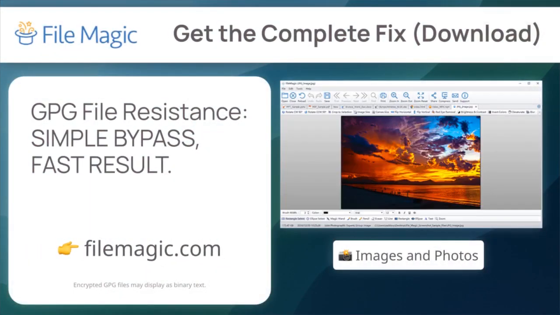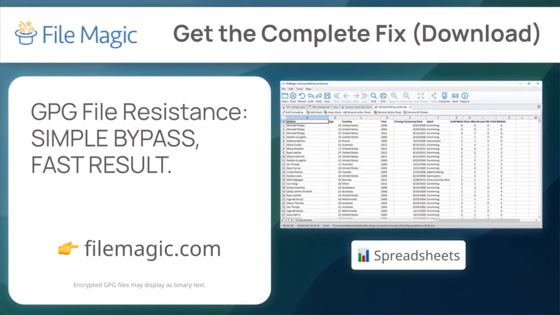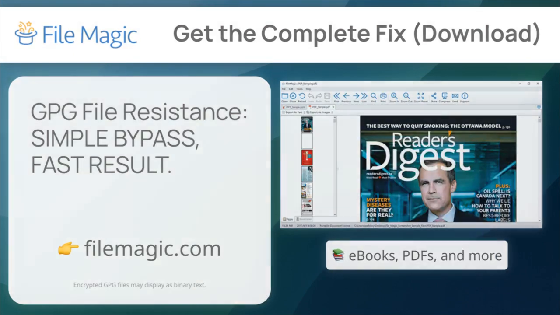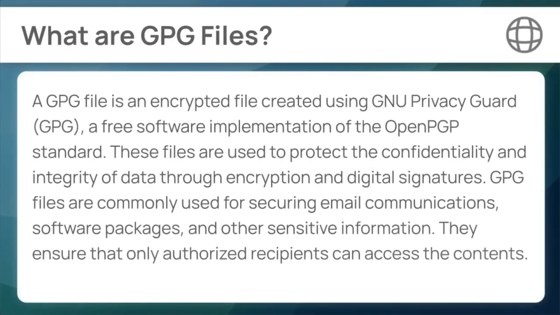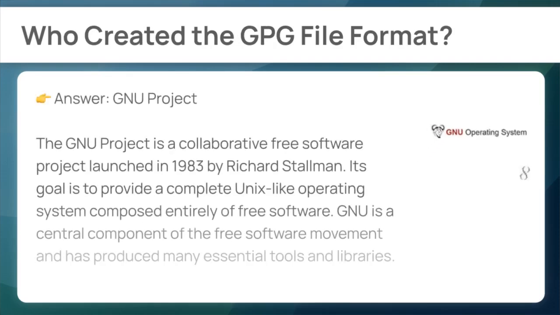The efficacy of this tool hinges on the speed and analysis power of a single GPG file inspection program that services hundreds of formats. A GPG file is an encrypted file created using GNU Privacy Guard, GPG, a free software implementation of the OpenPGP standard. These files are used to protect the confidentiality and integrity of data through encryption and digital signatures.